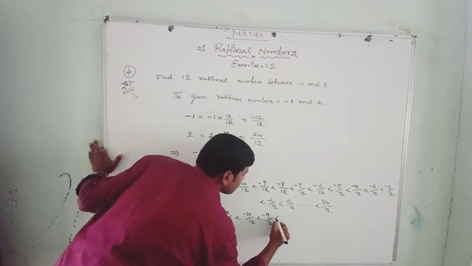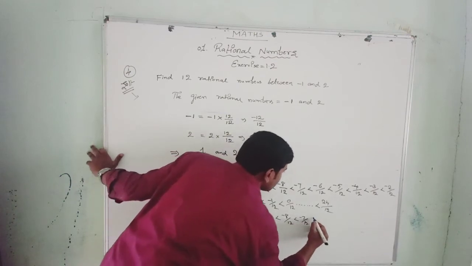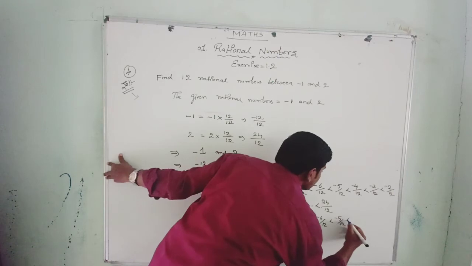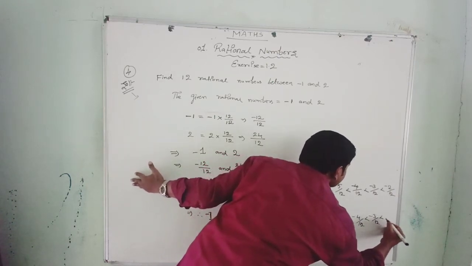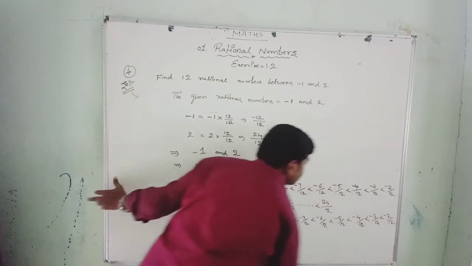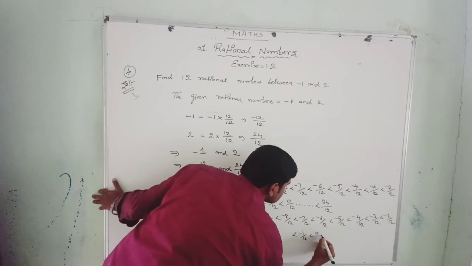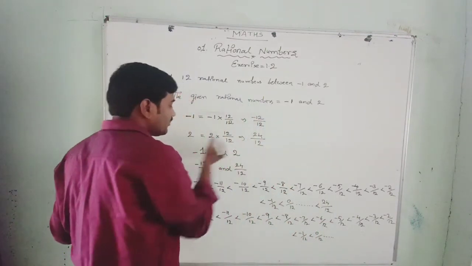by 12, minus 8 by 12, minus 7 by 12, minus 6 by 12, minus 5 by 12, minus 4 by 12, less than minus 3 by 12, which is less than minus 2 by 12, which is less than minus 1 by 12, which is less than 0 by 12 and so on. 24 by 12. 24 by 12 is nothing but 2.